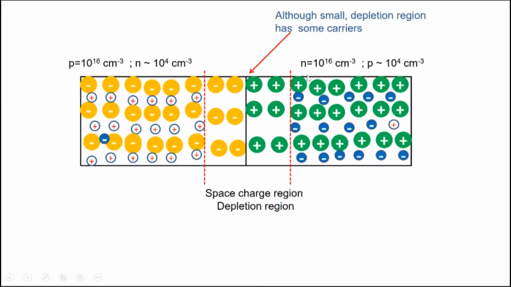Similarly, electron density starts from 10 to the power 16 here and reduces sharply to 10 to the power 4 here. So there are electrons and holes in this region, but the concentration of holes is much smaller than the doping density, the number of acceptor atoms. The number of electrons is much smaller than the donor density. So the number of holes here is smaller than the number of holes there, and the number of electrons here is much smaller than the number of electrons there. That's why we call this the depletion region.